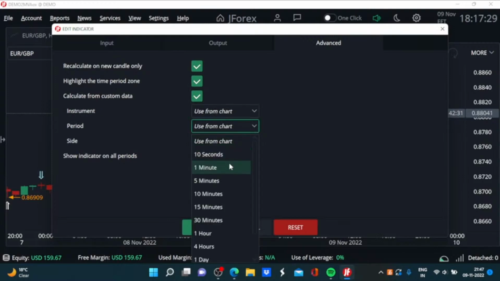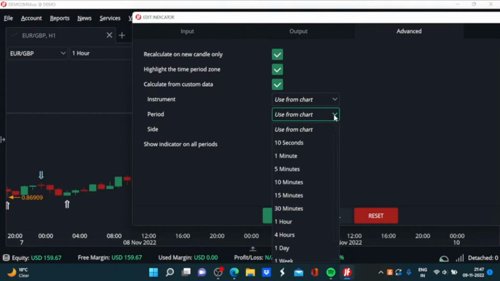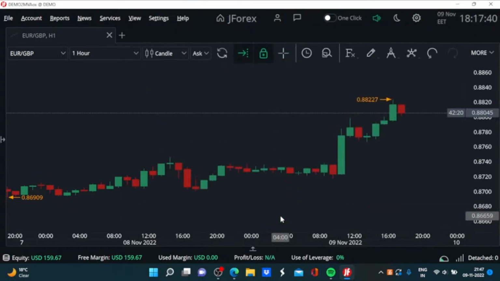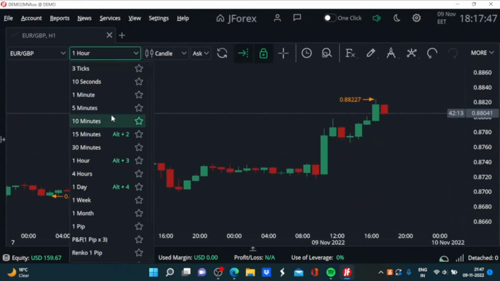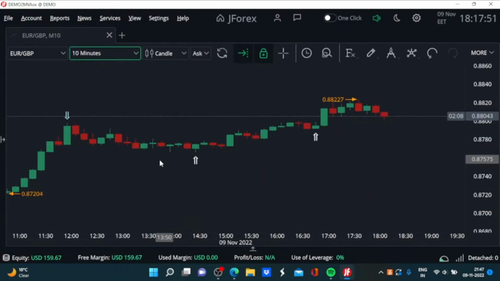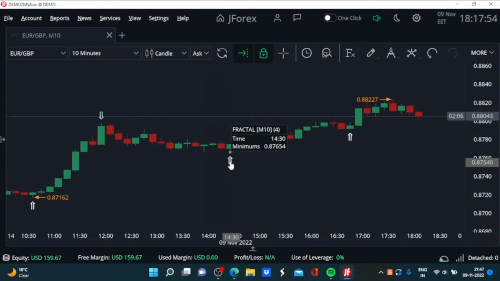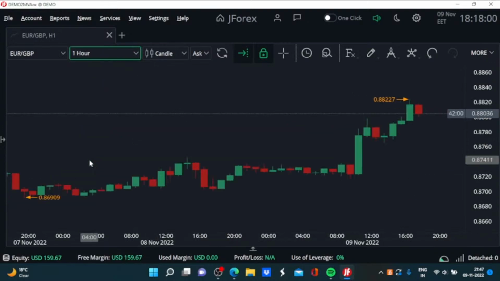The candle period can be the same as the chart, or you can vary the calculation period. Suppose I am utilizing 10 minutes as the candle period for the calculation of the fractals, even though this chart is of hourly time frame, we are going to have the fractals being calculated using the candle period of 10 minutes. So you can vary this.